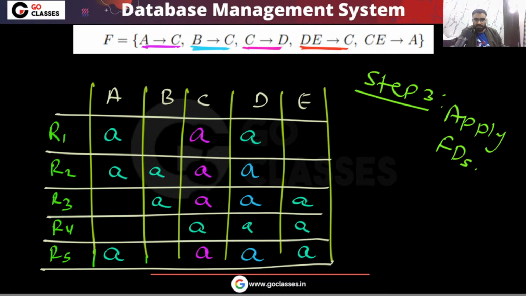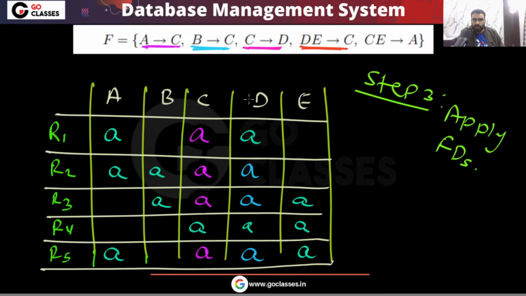Okay, what else? Did I get any row where all the entries are A? No, so far I did not get any row where all entries are A. This is unknown value, this is unknown, this is unknown. Okay, let's apply one more time. Again let's apply this C determining D. What this FD says is that whenever C value is same in two tuples, then D value also must be same. So this is actually already applied, no problem.